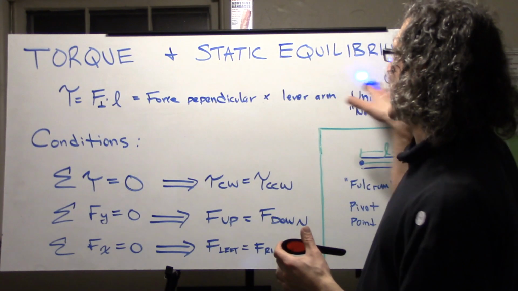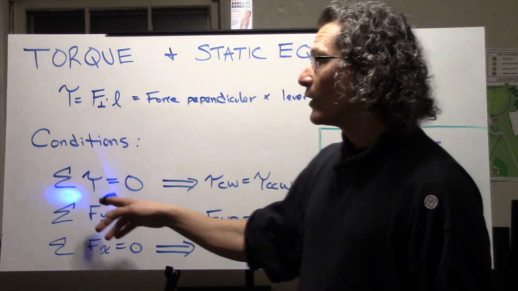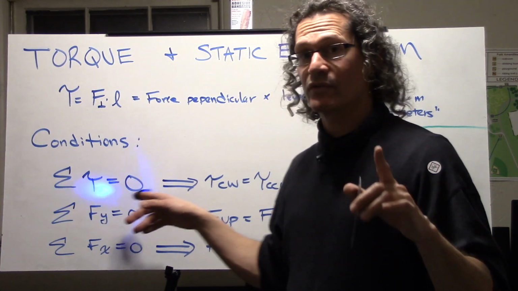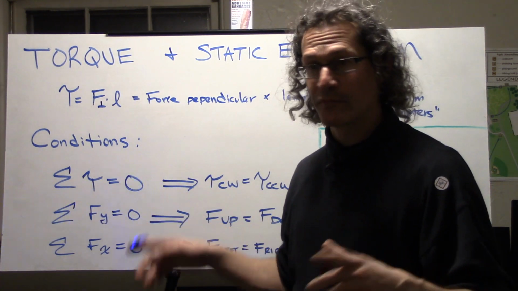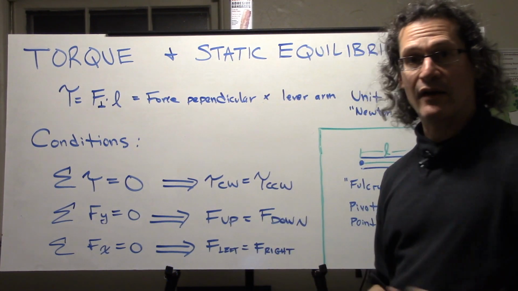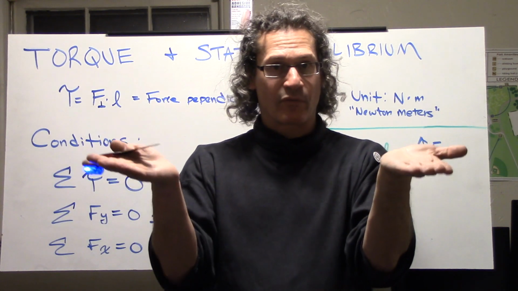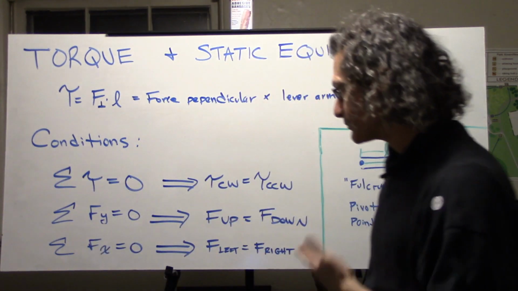What are the conditions for static equilibrium? For balance, we want things to be balanced out. Well, the first thing you need is that the sum of the torques equals 0. That means that your torques clockwise equal your torques counterclockwise, so that all your rotations are equal on one side to the other. Therefore, you've got some equilibrium that way.